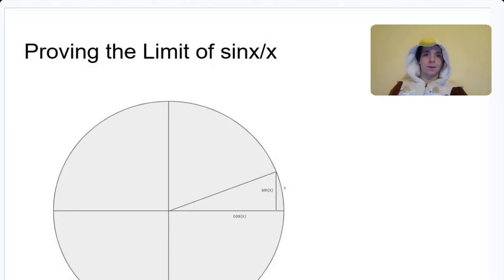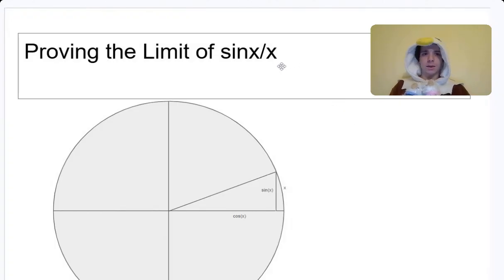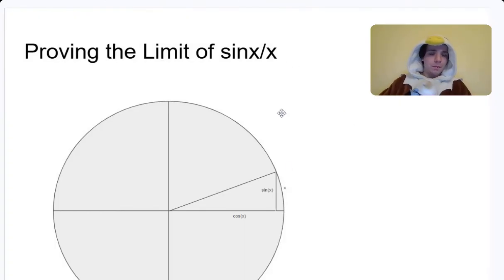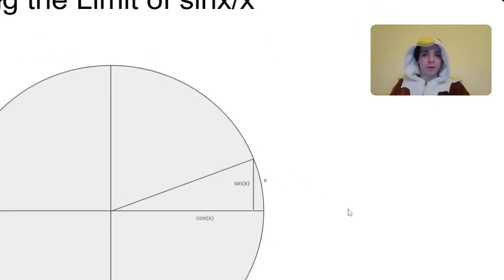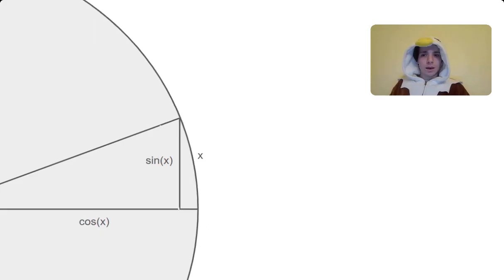Now, a cool application of the squeeze theorem is it allows us to actually prove that the limit as x approaches 0 of sine of x over x does in fact equal 1. So to prove this, we're going to look at the unit circle. And we have sine of x represented by this line right here and cosine of x. And it's going to form this triangle. Now the area of the triangle is sine of x times cosine of x over 2. And that's going to be our function that we're squeezing in between two other functions.